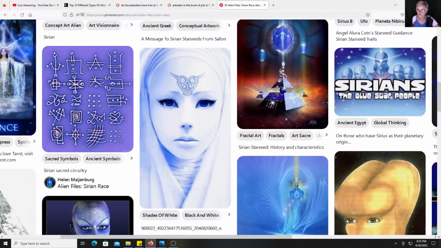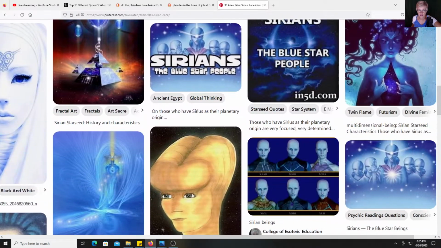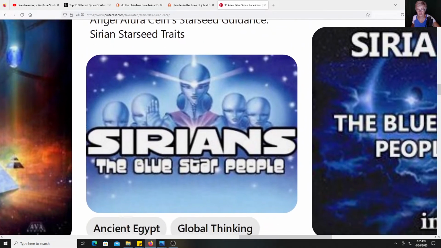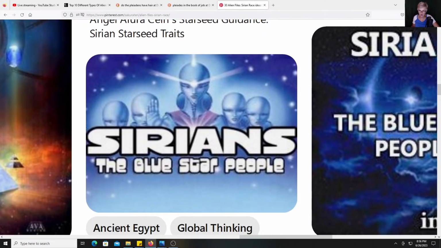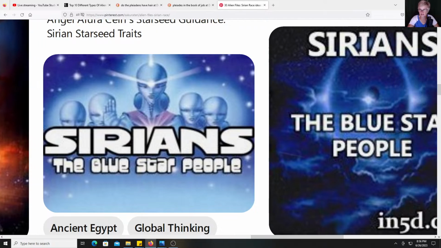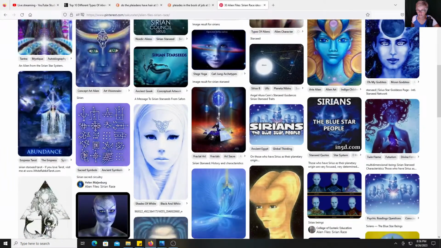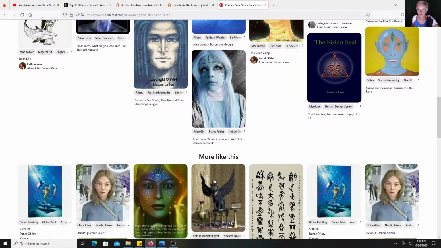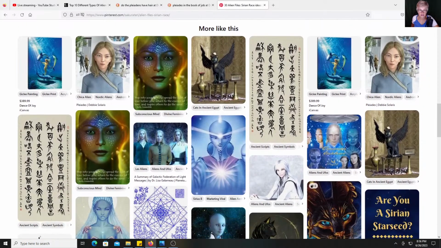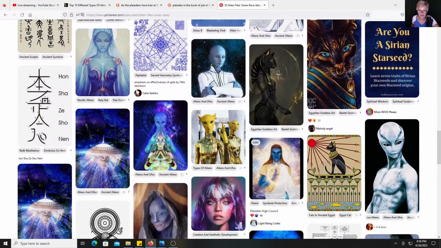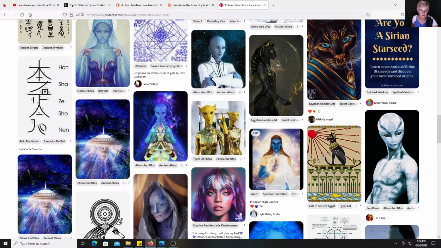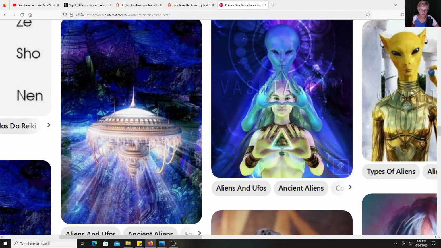Yeah. Okay, Syrians, the blue star people. Oh, the star in the sky. That's all right. Okay, so this is Sirius, and these are the Syrians. Okay, I got it. That makes sense. It does, just like that. So at least we got blue. We got blue, and they look kind of aquatic and stuff like that. And, ooh, that's really pretty right there. Okay, so we got that.